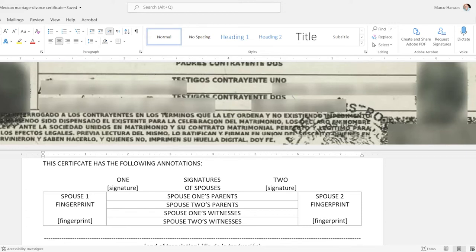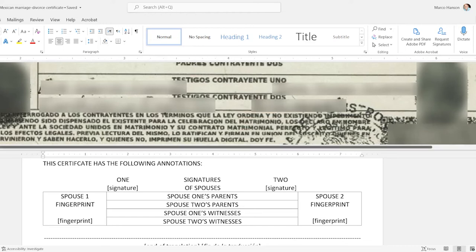And then doy fe, we always say I attest, which is awkward and informal in English, but doy fe is kind of formal in Spanish too. So that'd be my first pass. If I had to do it out loud on the spot, I'd say something like that.